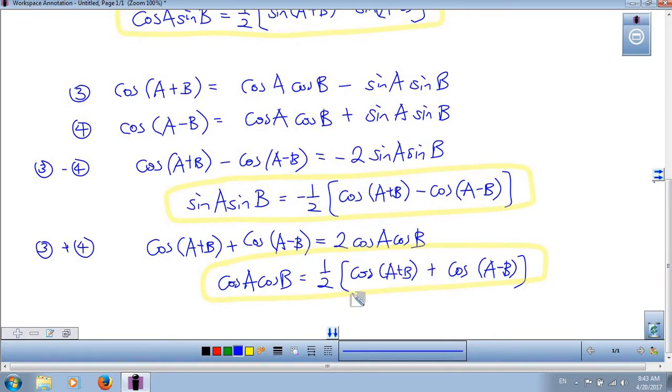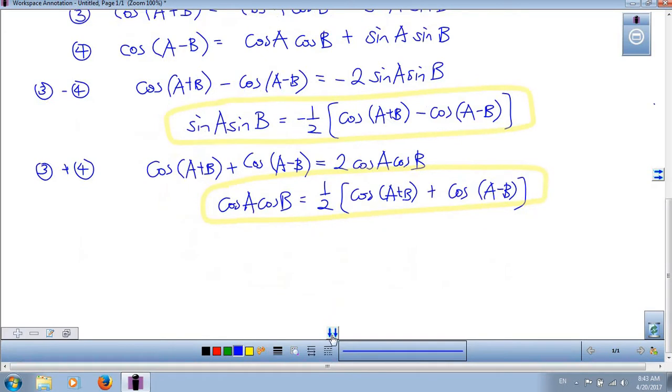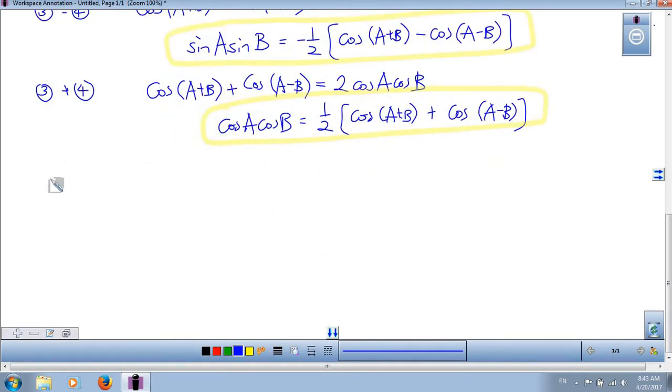Alright, so these product to sum formulas, we can use them to help us derive the next set, sum to product. Okay, so sum to product means we're kind of doing it backwards. Sum to product formulas. Alright, so let's take a look at sum to product formulas. So we're going to be using the product to sum formulas to help us.